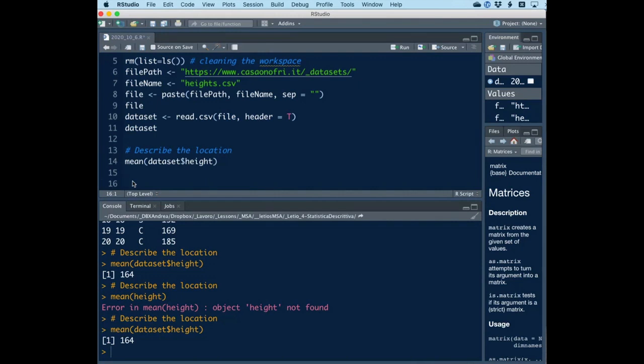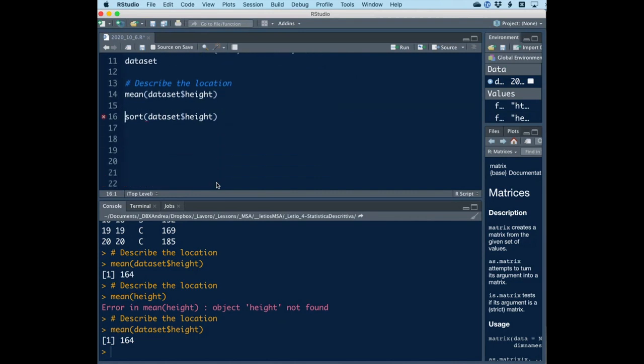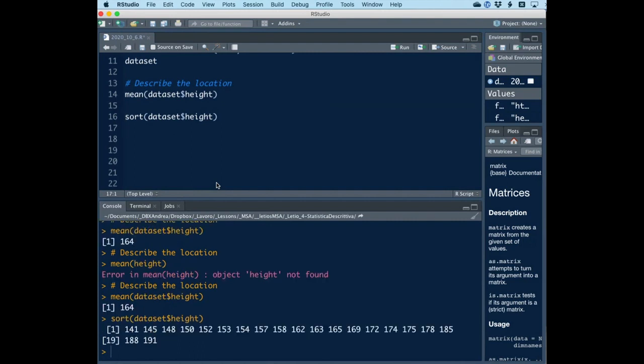So it's exactly in the middle. It is pretty easy to calculate it. We take the data, right, and we sort them. That's pretty easy. You see, I'm sorting the data in increasing order. So now we see that the data go from 141 to 191.